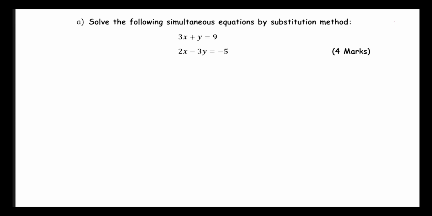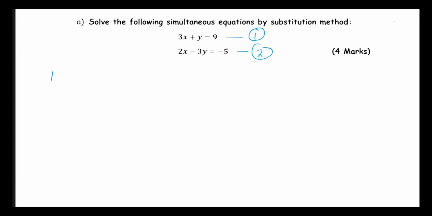So we have two equations. The first one is 3x plus y equals 9, and the other one is 2x minus 3y is equal to negative 5. So we can name these equations. We call this equation 1, then we call this equation 2.